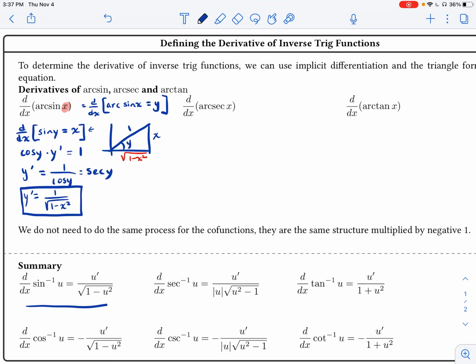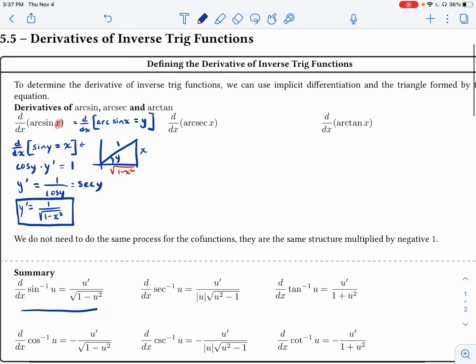First off, we don't really need to repeat the same process for the cofunctions, because hopefully we understand that the cofunction derivatives are really just going to be the same structures as their cofunctions multiplied by negative 1. So the arc cosine's derivative is negative u prime over root 1 minus u squared.